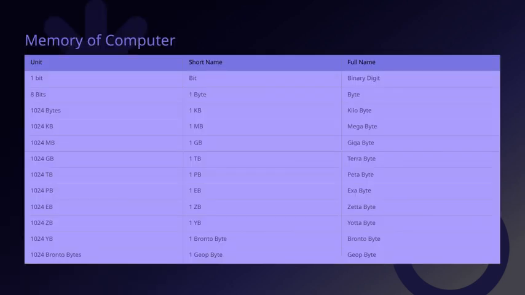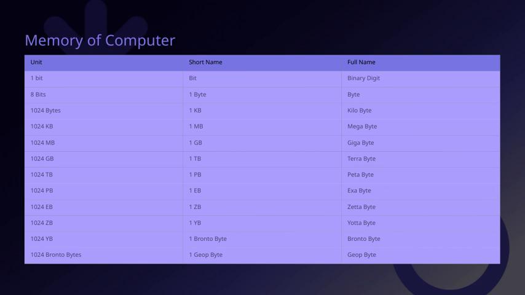Let's take a closer look at how digital storage units are structured and related. Starting with the smallest unit, we have the bit, which is short for binary digit, and that's the fundamental building block of digital data. Moving up, 8 bits make 1 byte, which is what computers typically use to encode a single character or a small piece of data.